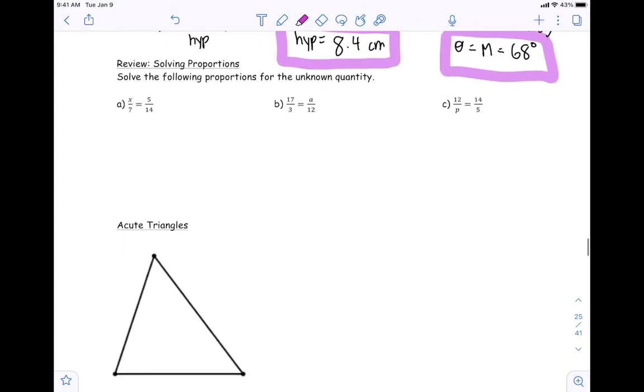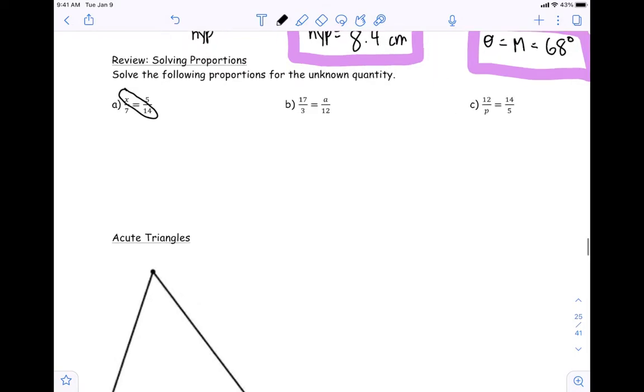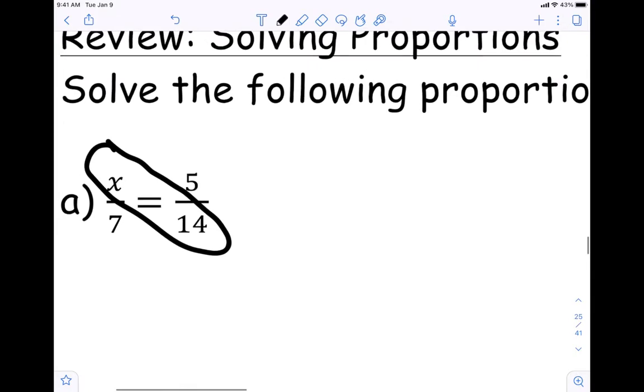Okay, so let's go on to proportional reasoning. Proportional reasoning is where you do cross multiply and divide methods. What you need to remember is that when you have two fractions that are equal to each other, in order to solve for the variable, you have to do cross multiplication. So these two go together, and these two go together to create this X shape.